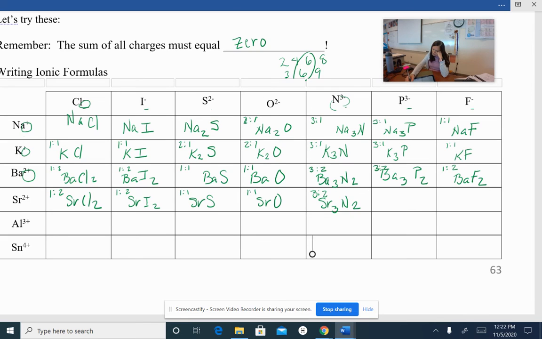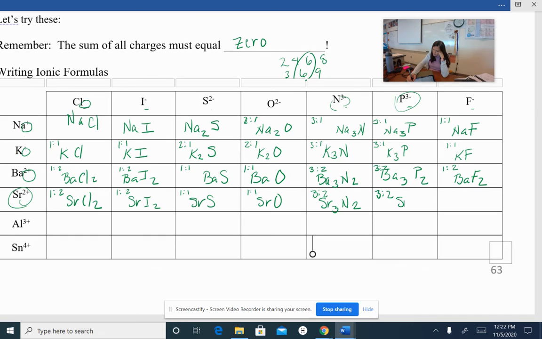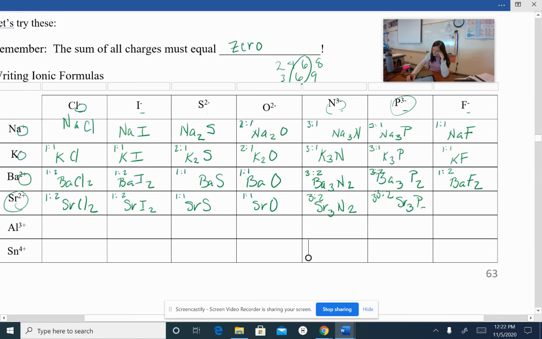Same with phosphorus. To get to a 6, with a -3 and a +2 charge, I need a 6. So I'm going to need 3 strontiums and 2 phosphides. So strontium phosphide. And then fluoride is a -1. So my least common multiple is going to be 2. So I need 1 strontium to get to a +2, and I need 2 fluorines to get to a -2. So strontium fluoride.